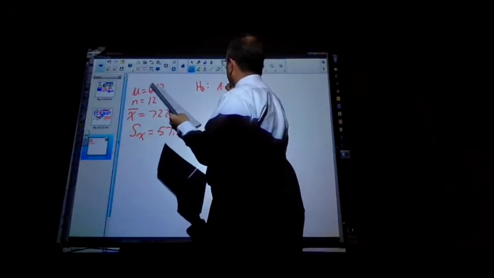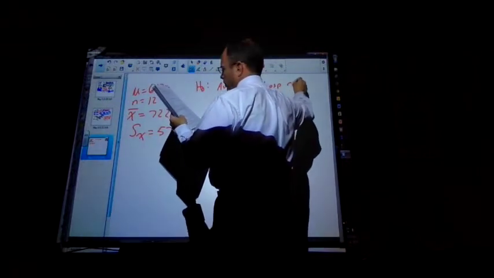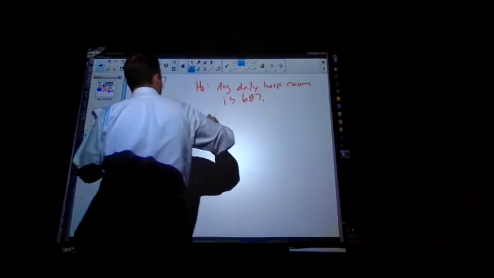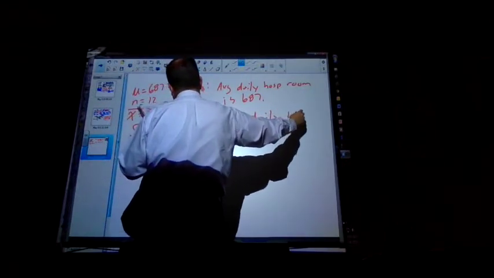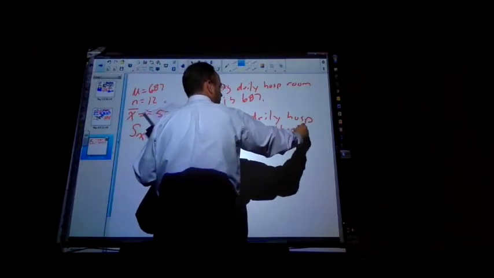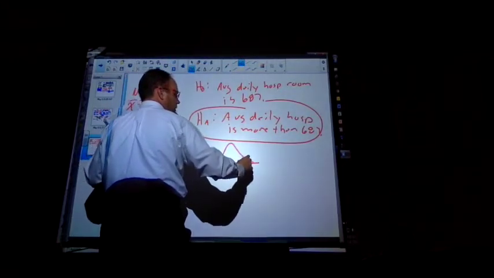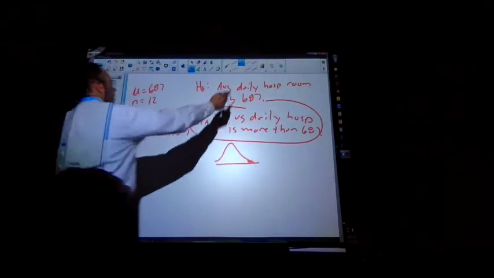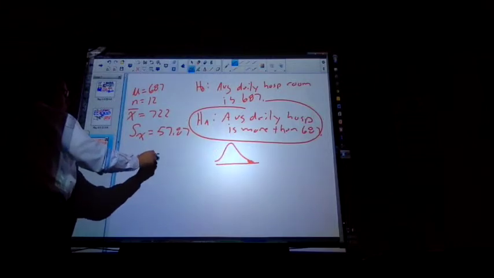So the null is that the average daily hospital room is $687, and our alternative is that the average daily hospital room is more than that. This is going to tell us we're going to use a one-tail test going to the right, because we're looking for greater than. Other information we know, it told us to use an alpha of 5%.